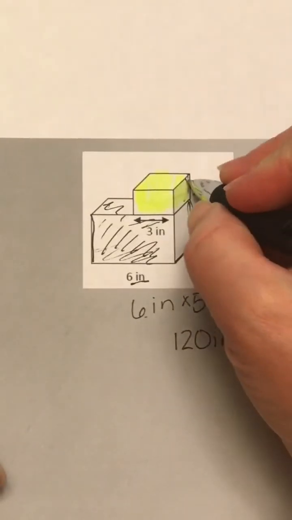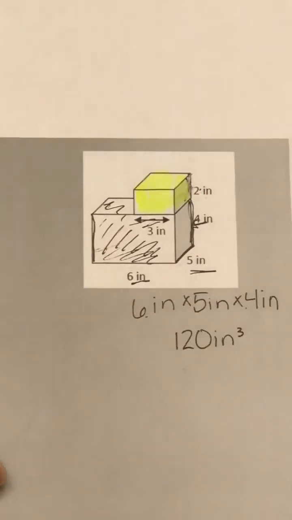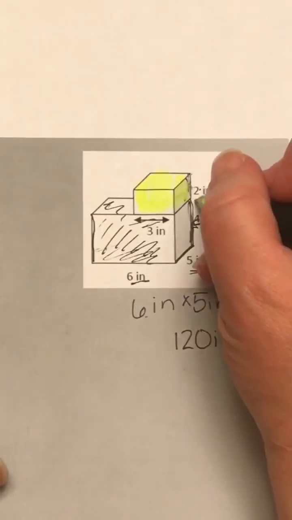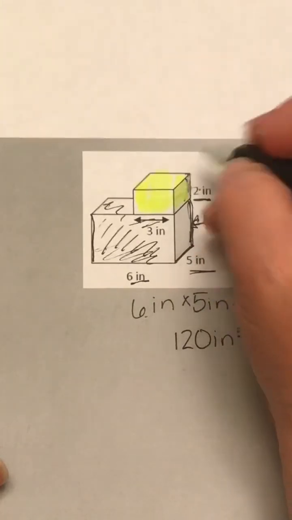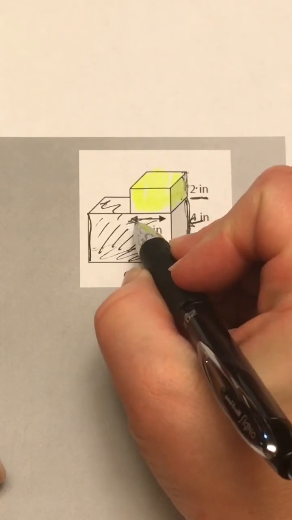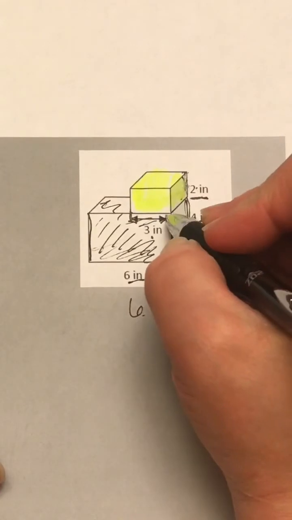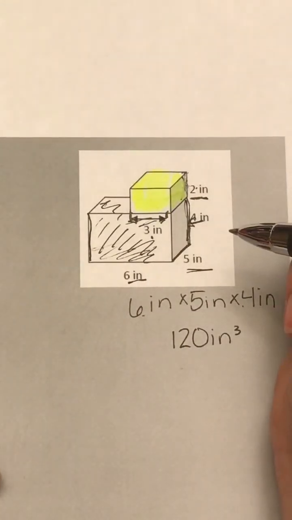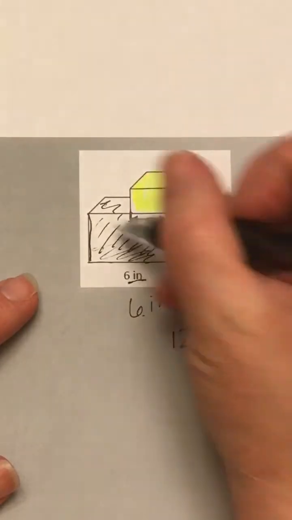Now I already figured out that this part here, the 2 goes with that. I figured that out when I was doing the bottom one. So I know that one of my measurements is 2. The height is 2. This 3 here, the arrows are indicating to me that this 3 is the length of this section.